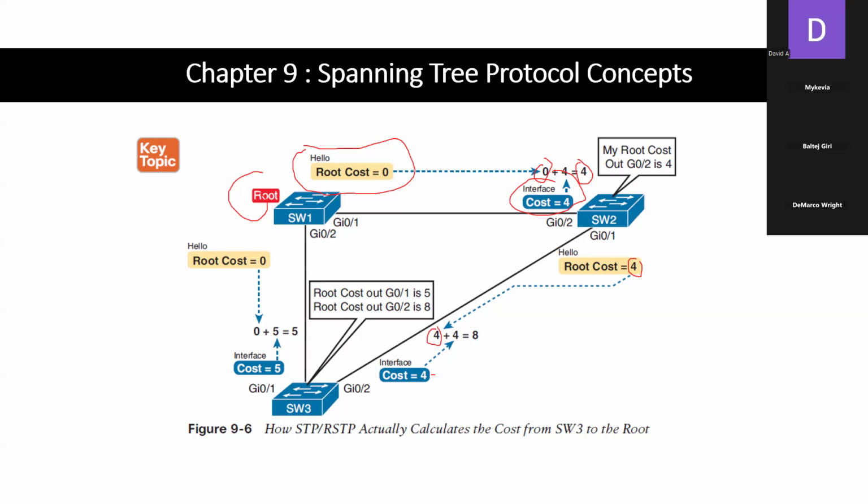Let's do the reverse. Gigabit 0/2 has a cost of 4 to reach the root. To reach the root through gigabit 0/1 on switch 2, what do I have to do? I have to add 4 plus what? 4 plus 5. So 9 versus 4, and 4 is better. Gigabit 0/2 is going to be my root port.